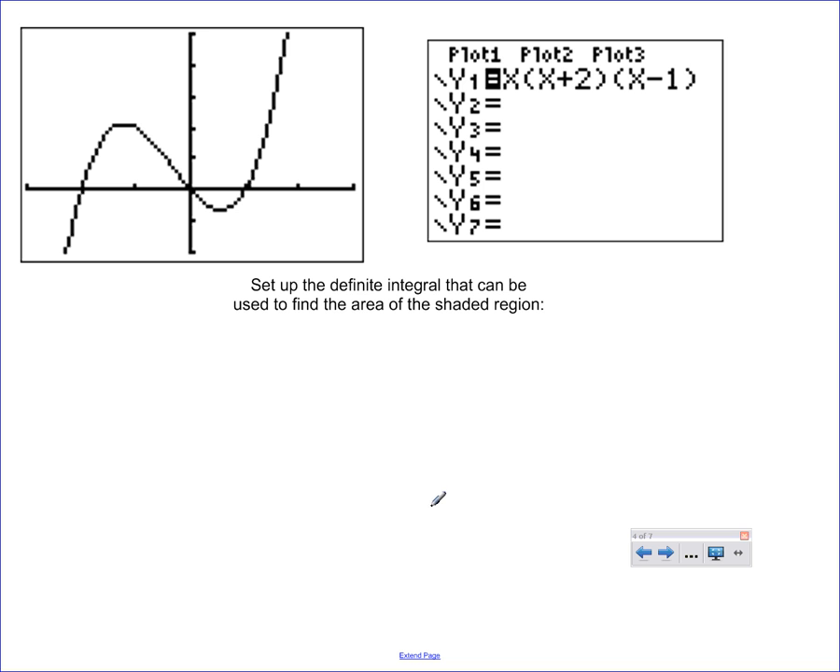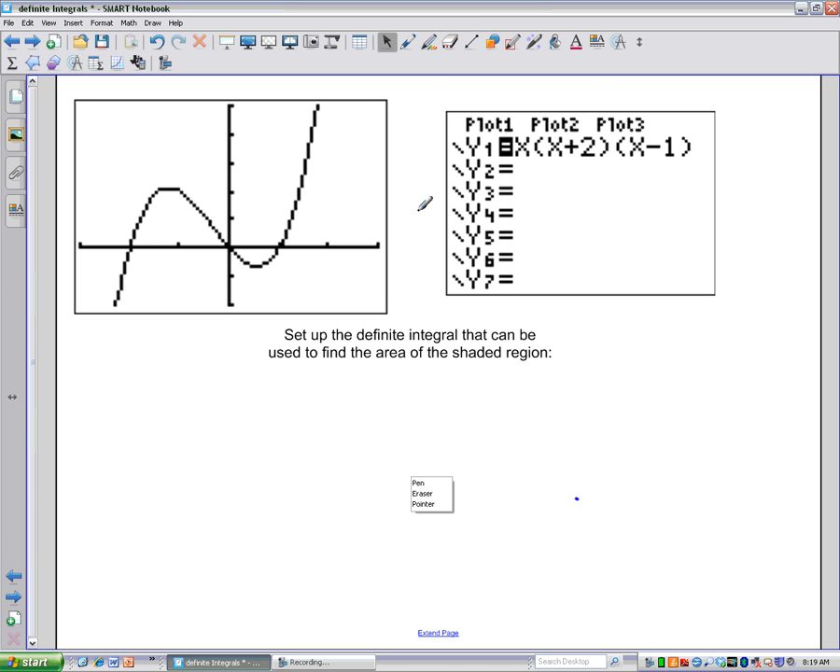So, set up a definite integral that can be used to find the area of the shaded region. And I know what you're thinking. You're saying, hey, no region is shaded. How do we do that? Well, let's get a little shady pen. Let's go with green shading. And let's shade in very carefully this region, right there. So pretend that was a really good color, and I actually stayed above the x-axis.